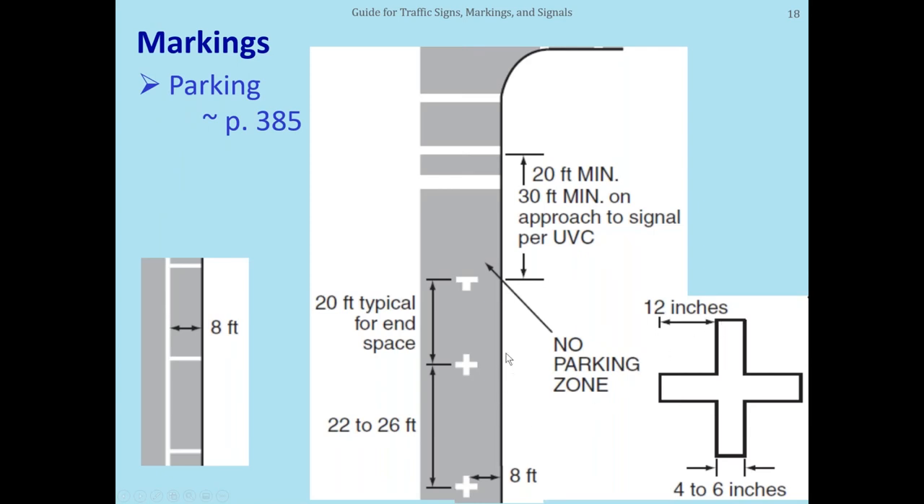Parking stalls. The MUTCD has drawings showing you how to dimension 8 feet wide for an end space 20 feet. If you're not at the end, 22 to 26 feet. But notice, you don't want parking stalls close to the crosswalk because, again, a parked vehicle can create a visual obstruction.